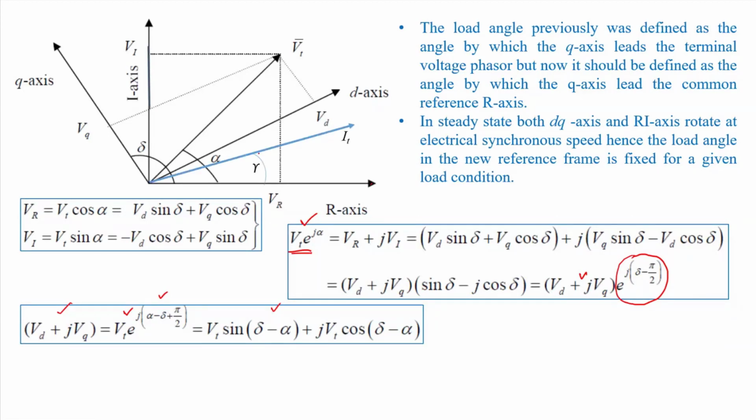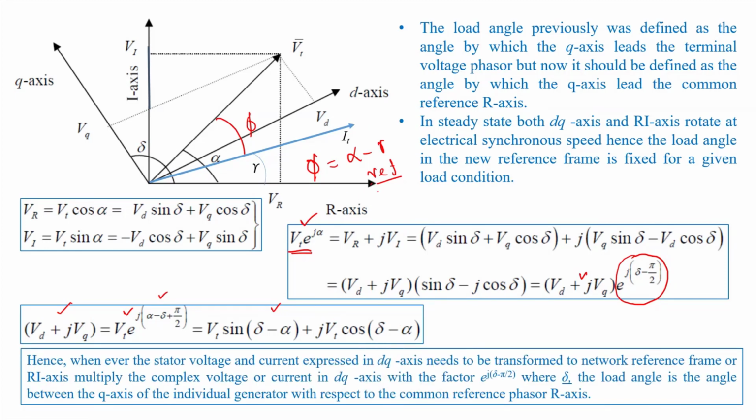Now we know the current will be lagging the voltage by the angle phi, right? So if the current is making an angle of gamma with the reference axis, this R axis, then we can say that phi will be alpha minus gamma, because alpha is the angle between Vt and the reference axis, and gamma is the angle between It and the reference axis. So phi will be alpha minus gamma, right? This is the conclusion mentioned here.